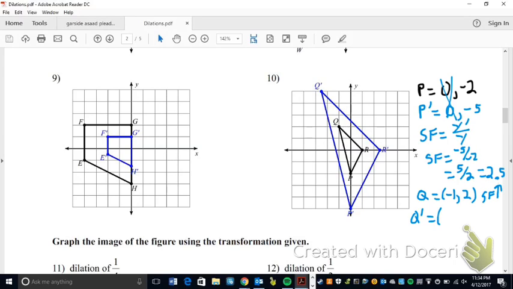So Q prime equals negative 1 times 2.5, 2 times 2.5. Well, negative 1 times 2.5 is going to give me negative 2.5, and 2 times 2.5 is 5. So if we did this right, Q prime should be at negative 2.5, 5, and I look over on the graph, and that's exactly where it is, negative 2.5, 5. So check my work, it was done right, time to move on.